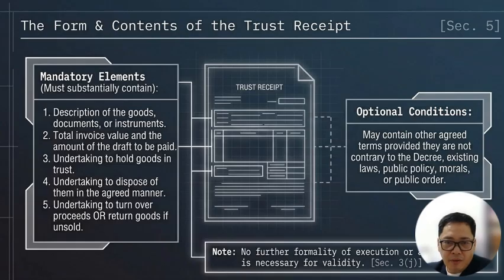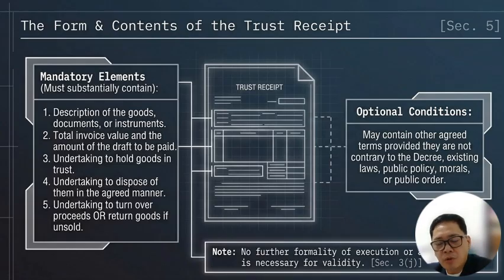Mandatory contents. Despite this flexibility in form, the law dictates that every trust receipt must substantially contain three core elements to be valid: a clear description of the specific goods, documents, or instrument that are the subject of the trust receipt, the total invoice value of the goods, and the specific amount of the draft to be paid by the entrustee, and a formal undertaking from the entrustee explicitly stating their obligation to hold the prescribed items in trust for the entrustor, dispose of them in the manner specifically provided for in the receipt, turn over the proceeds of the sale to the entrustor up to the amount owed, or return the items in the event that they are not sold within the specified period.